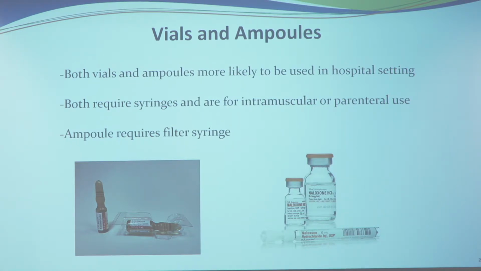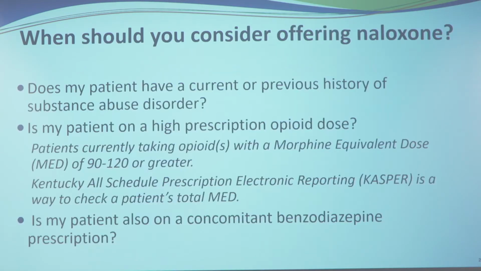You do have to use filter syringes with those, so keep that in mind if you ever wanted to use a prescription for an ampoule of naloxone. You also need filter syringes, and that's because when you break that glass vial, you could potentially introduce glass shards into the liquid, and you want a syringe that can filter all those out. So not super practical for public use. That's why you're going to see that mostly in a hospital.